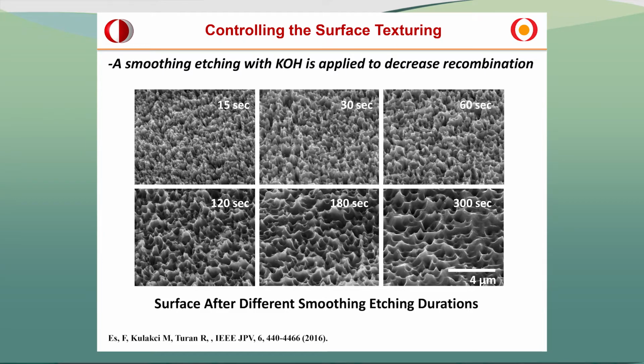Another point is that we apply a smoothing etch with KOH, because when you have sharp edges on the surface, you enhance the recombination there. So for this reason, we try to reduce the sharpness on the surface by applying a KOH etching with different durations, so we can come to this point where you have quite nice surface structures on silicon.